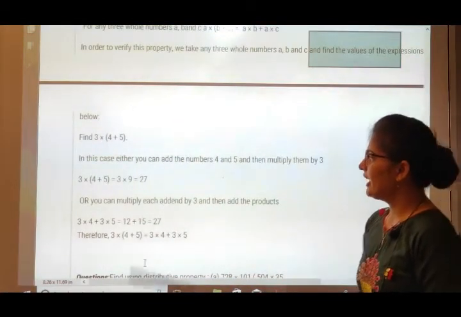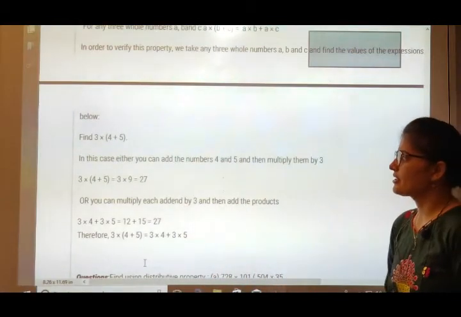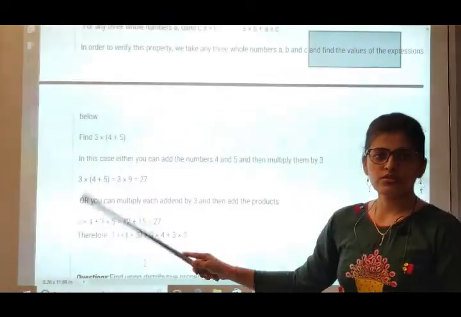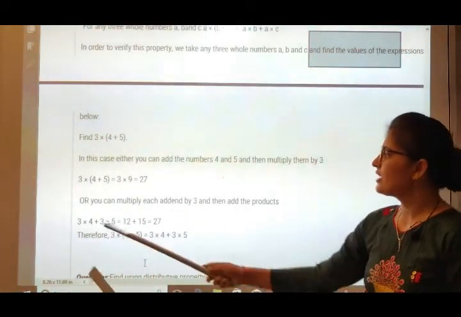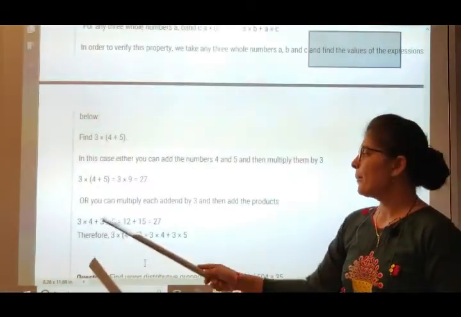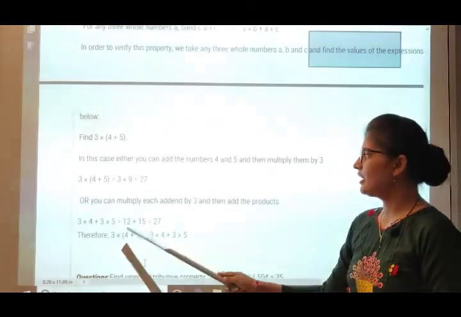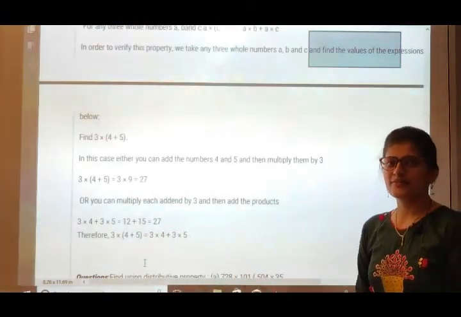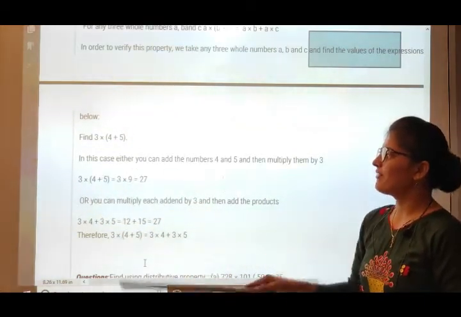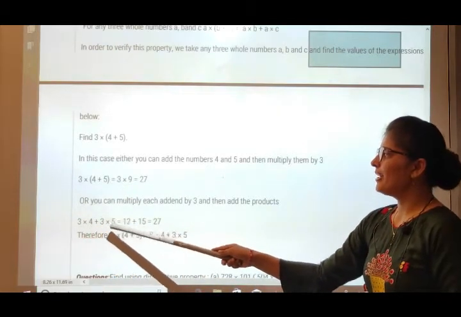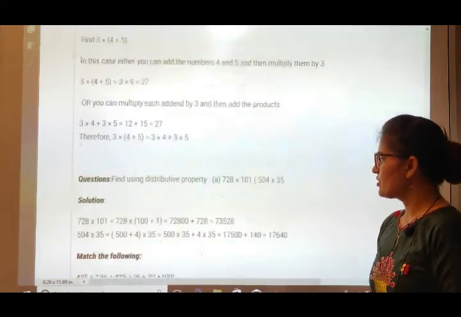Now another method is that you can multiply each addend by 3 and then add the products. Now 3 we can multiply with the 4 also, 3 we can multiply with the 5 also, and whatever answers we are getting, we will add. So here you can see 3 multiplied by 4 plus 3 multiplied by 5 will be equal to, 3 4s are 12, 3 5s are 15. Adding this we will get 27 as the answer. You can see both the answers are same. That means 3 multiplied by (4 plus 5) and 3 multiplied by 4 plus 3 multiplied by 5, both ways the answer is same. Now here one question is given to you.